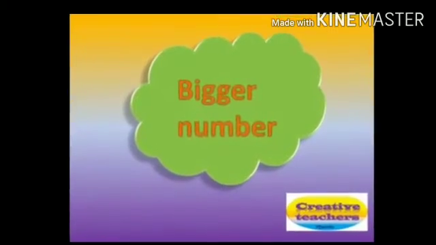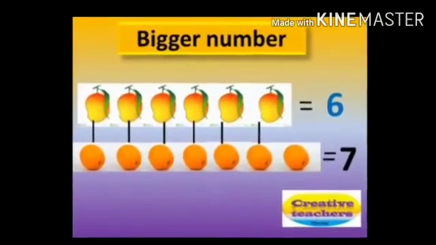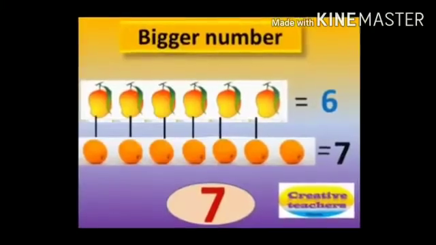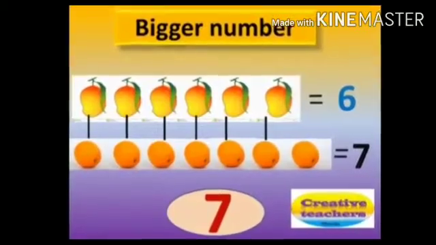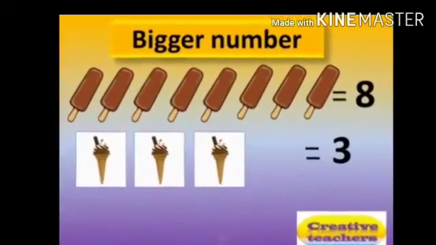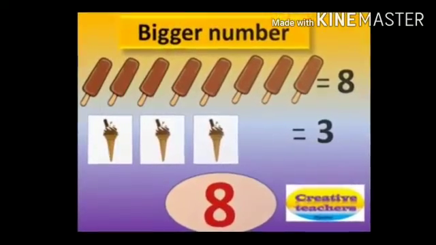Find out the bigger number. 6 mangoes, 7 oranges. 6 or 7? It's 7. 8 candies, 3 ice creams. 8 or 3? It's 8.